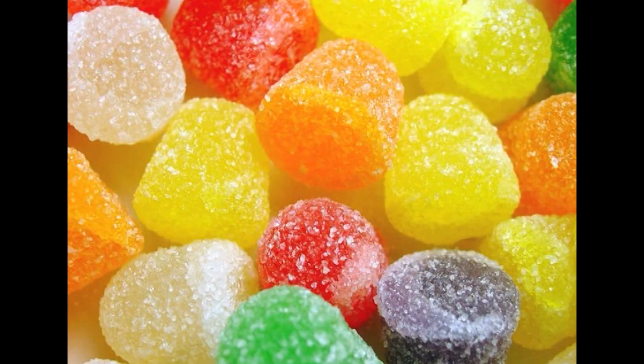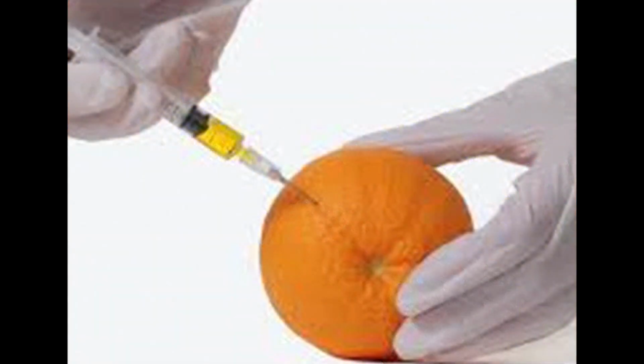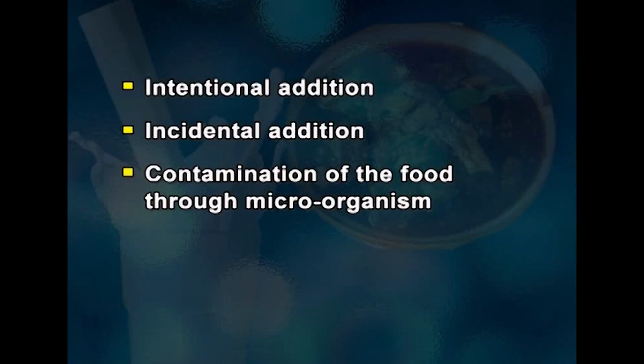Now what is adulteration? It is defined as a process by which the quality or the nature of a given substance is reduced. How is it reduced? First, by adding a foreign or an inferior substance, or by removing a vital element or a nutrient from the food. This is called the adulteration process. Adulteration includes many types, like intentional addition, incidental addition, or contamination of the food through microorganisms, etc.